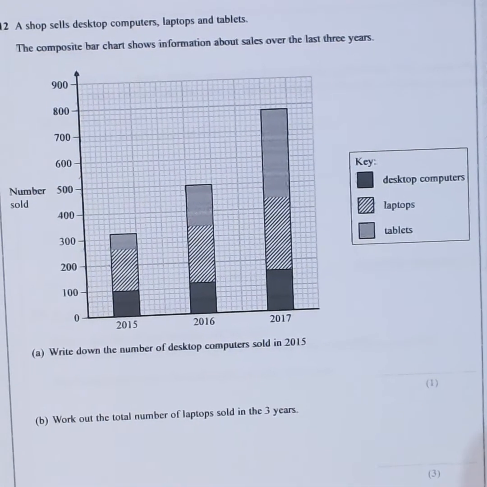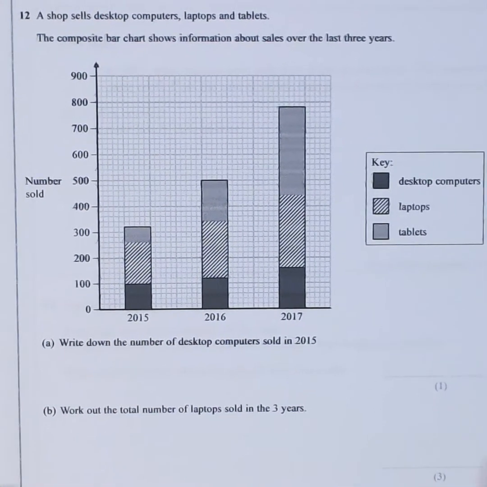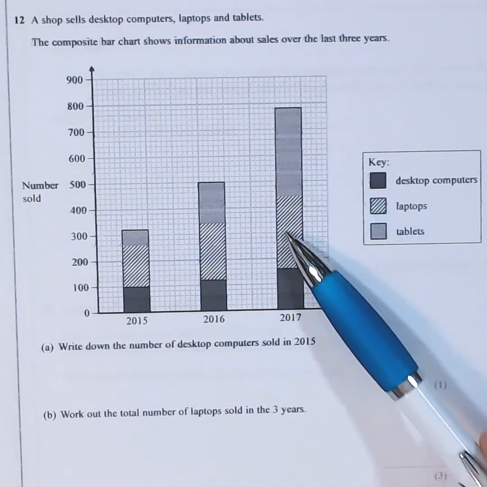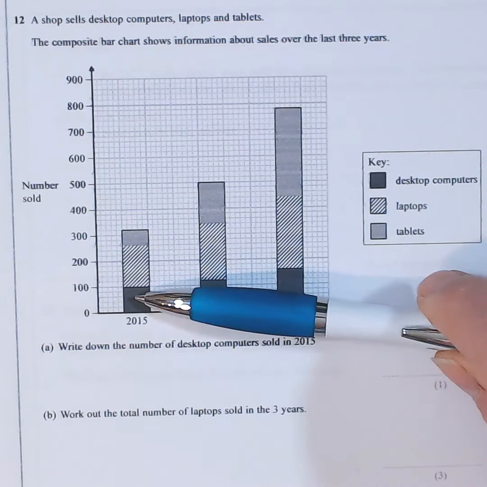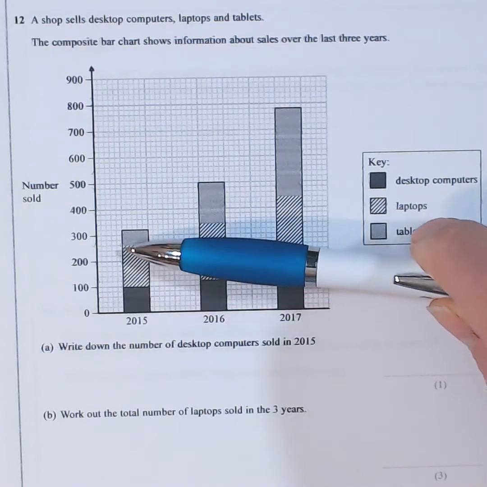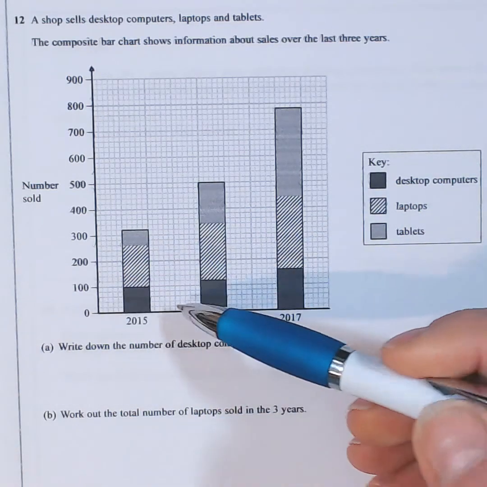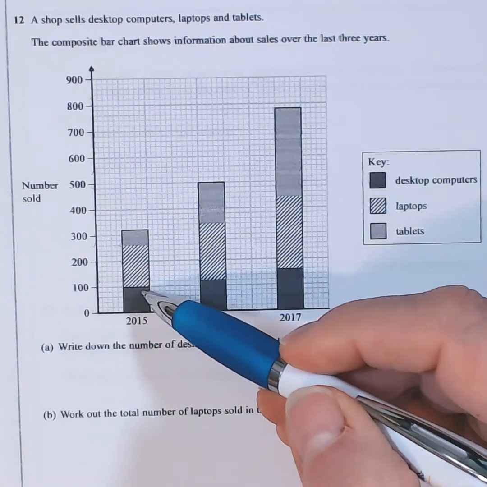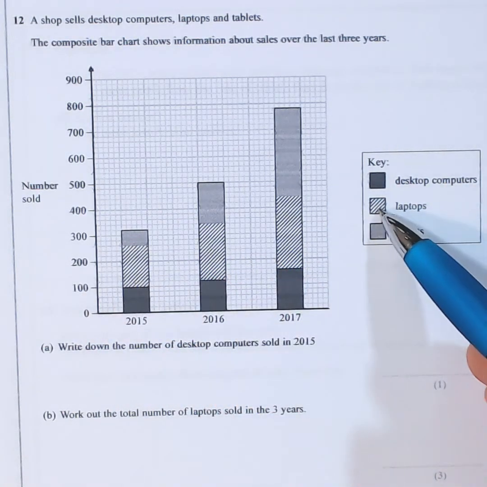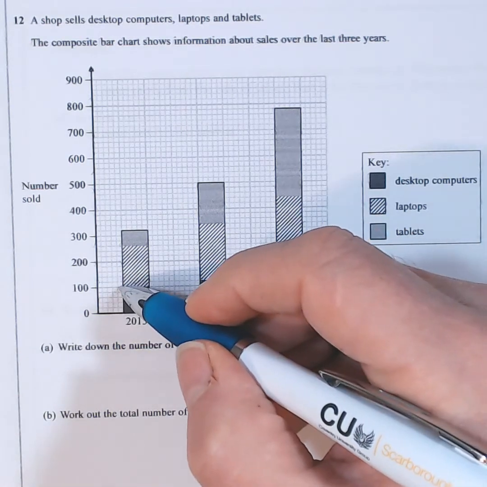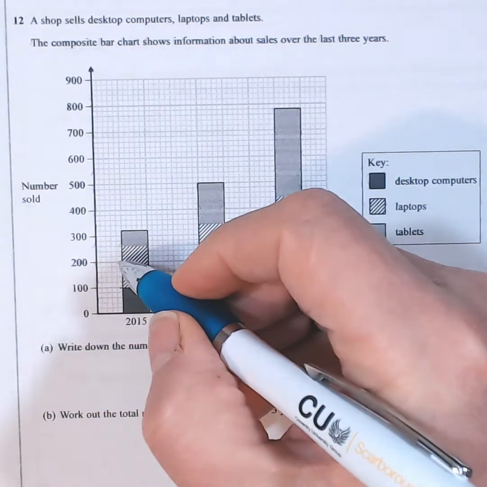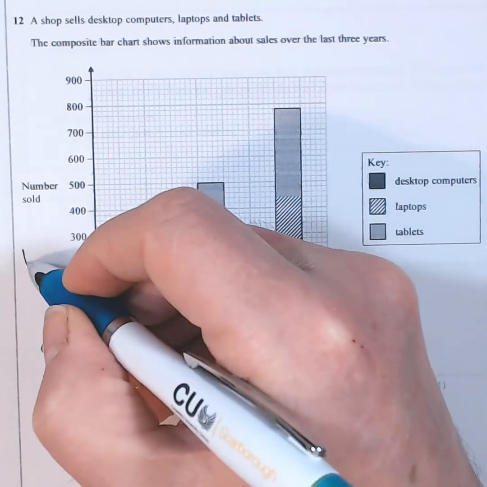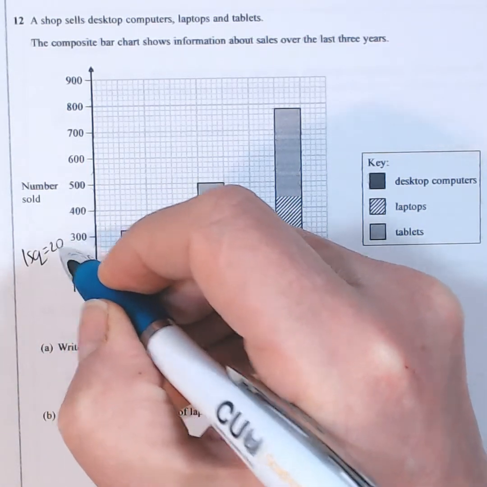Okay, so this question talks about a shop selling particular items. It's drawn a composite bar chart, which basically means you've put all the components on top of each other. So this bar here, for example, this little bit here is showing desktop computers were 100. Laptops, well, it went from 100 up to, well, you've got to be careful with scale. So we can see that each of these squares is worth 20. So 1 square equals 20.